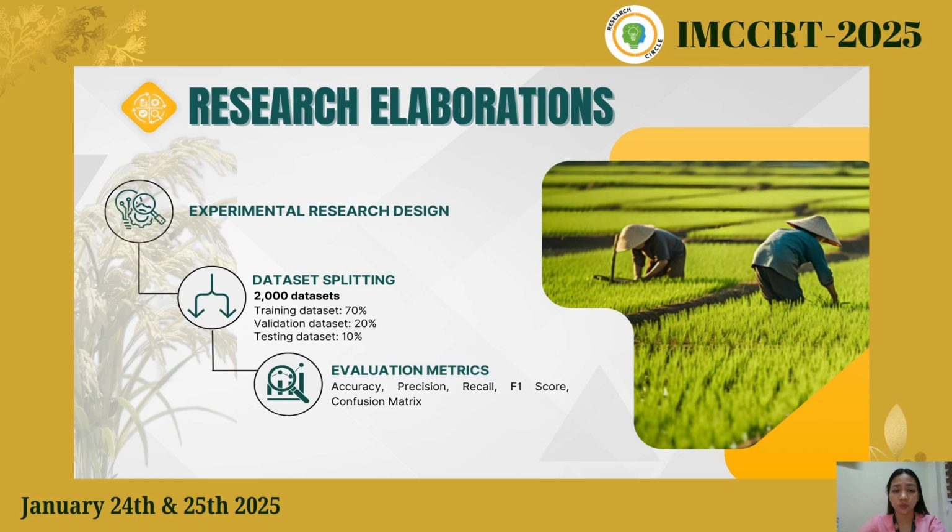And recall measures how well the model identifies all actual positive cases. It shows the proportion of true positives correctly identified by the model, or how many of the actual positives were correctly identified. And the F1 score is a balanced measure of precision and recall. And then the confusion matrix breaks down the model's performance into categories like true positives and false positives, showing how well it distinguishes healthy leaves from diseased ones.